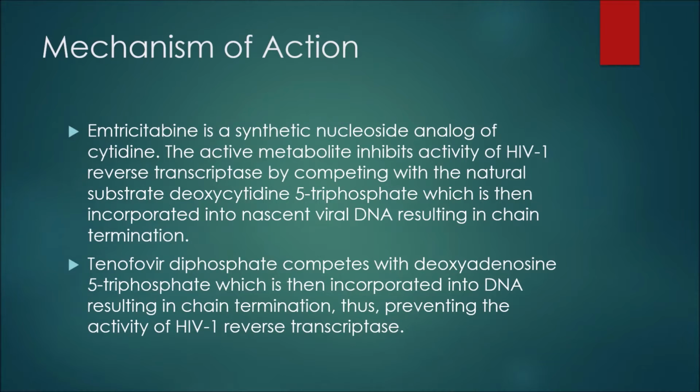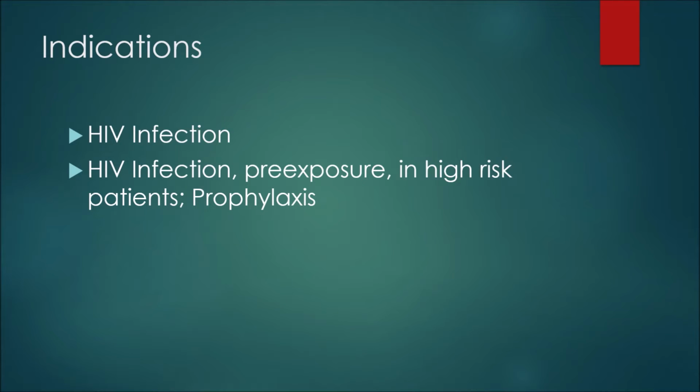So the first thing to talk about here would be the mechanism of action, or how this medication works. So emtricitabine is a synthetic nucleoside analog of cytidine. The active metabolite inhibits activity of HIV-1 reverse transcriptase by competing with the natural substrate deoxycytidine 5-triphosphate, which is then incorporated into nascent viral DNA, resulting in chain termination. Tenofovir diphosphate competes with deoxyadenosine 5-triphosphate, which is then incorporated into DNA, resulting in chain termination, thus preventing the activity of HIV-1 reverse transcriptase.